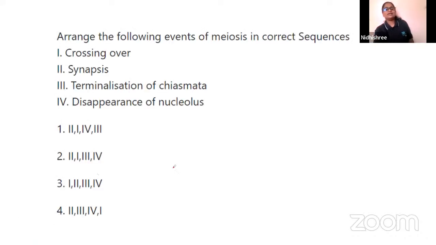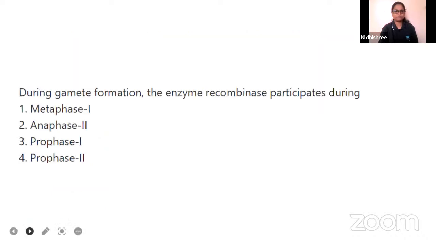Good. So here in B, the second one comes first. Second one, that is synapses. First crossing over. Then third one, terminalization of chiasmata. Then fourth one, that is disappearance of nucleolus.